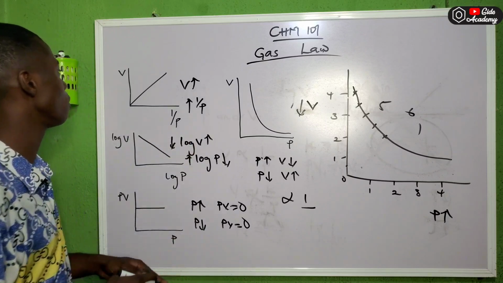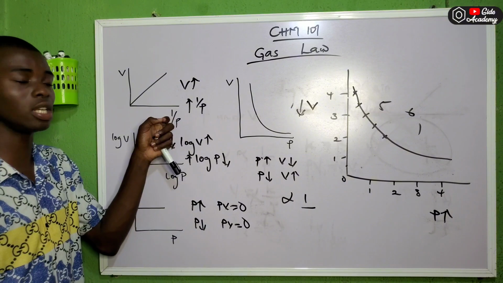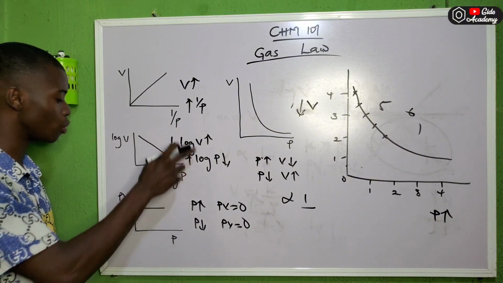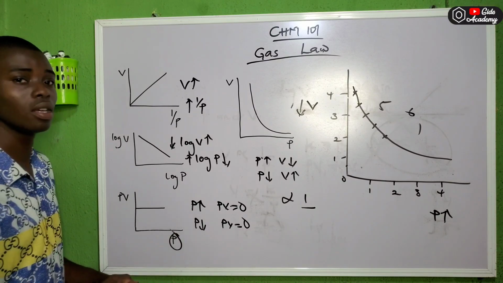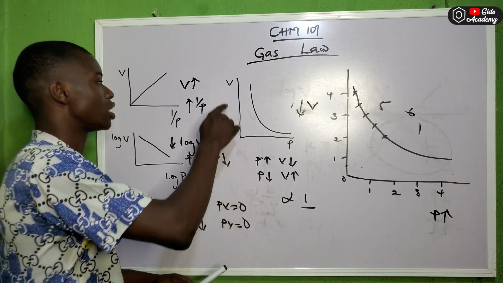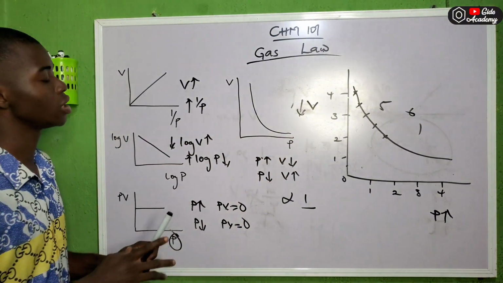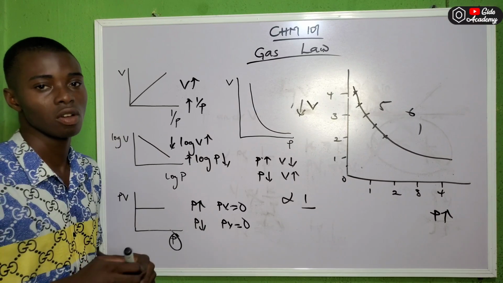Like what I said before, for every increase in V will lead to the increase in reciprocal of P. Log V will decrease, log P will increase. For any value of P, PV is constant. Why this one is telling us that V decreases, the pressure will do what? Will increase. So that is for graphical representation of Boyle's law.